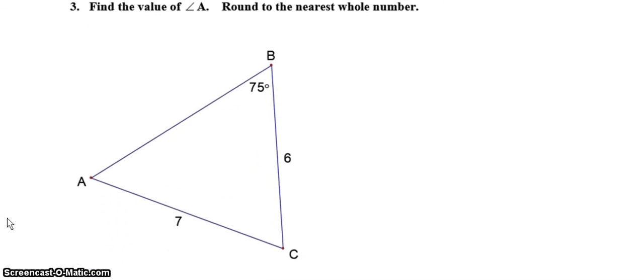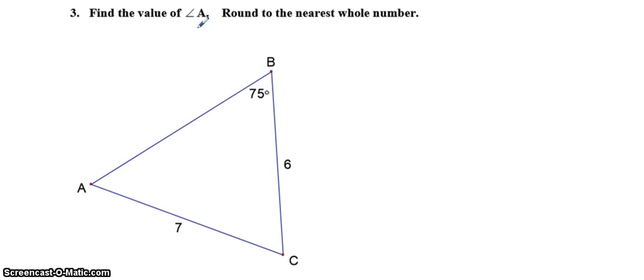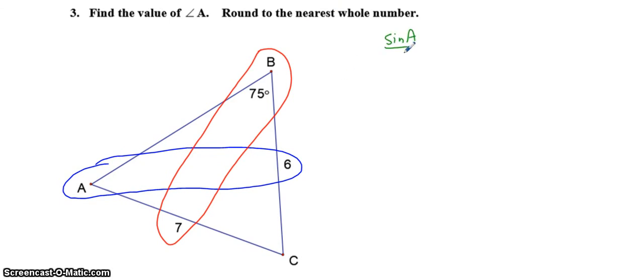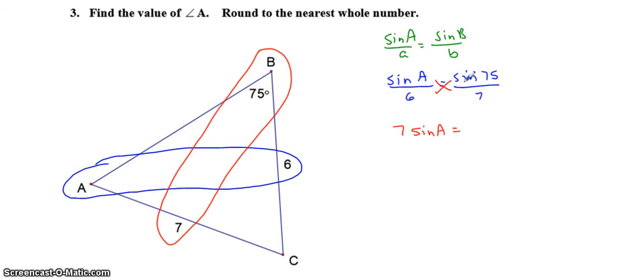Now I'm going to show you how you find an angle. So we're trying to figure out angle A. So circle angle A with side A, and we're going to circle angle B with side B. Write out the formula. Sine A over A equals sine B over B. Substitute: sine A over 6 equals sine 75 over 7. Cross multiply. 7 times sine A equals 6 times sine 75.